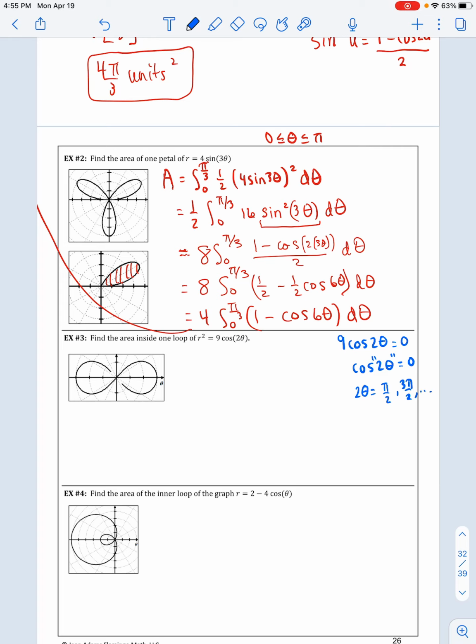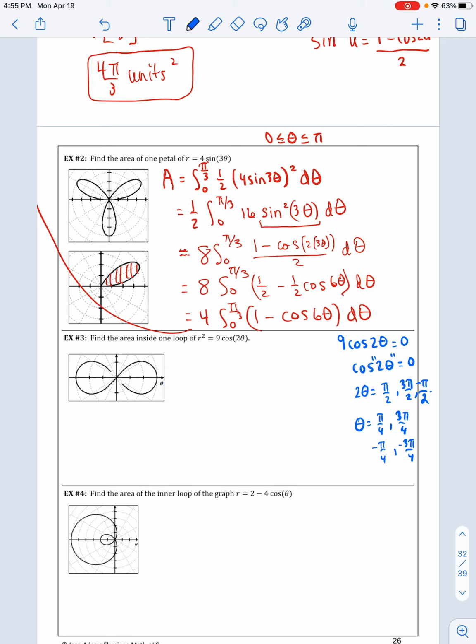Well, pi over 2 I have 0. 3 pi over 2 I have 0, dot, dot, dot. So my theta, if I divide by 2, I get pi over 4. If I divide by 2, I get 3 pi over 4. I could also go in the negative direction if I wanted to. I could get negative pi over 4, because negative pi over 2 divided by 2 would have given me negative pi over 4. I could have said negative 3 pi over 2, which would have given me negative 3 pi over 4.